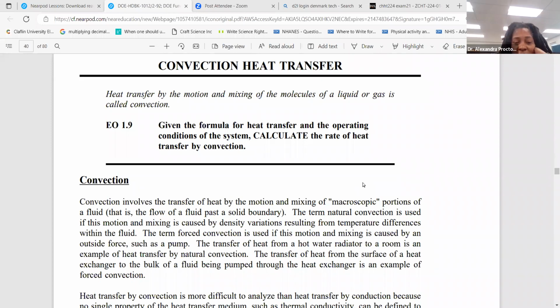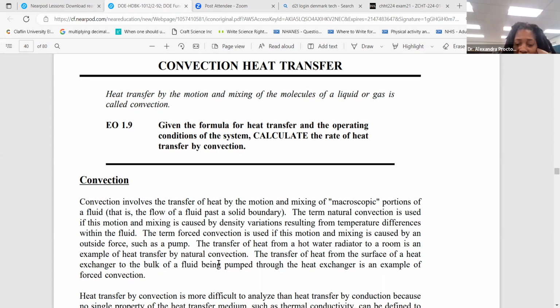So convection is the transfer of heat by motion and mixing of macroscopic portions of a fluid, that is, the flow of a fluid past a solid boundary. The term natural convection is used if this motion and mixing is caused by density variations resulting from temperature differences within the fluid. The term forced convection is used if this motion and mixing is caused by an outside force such as a pump.